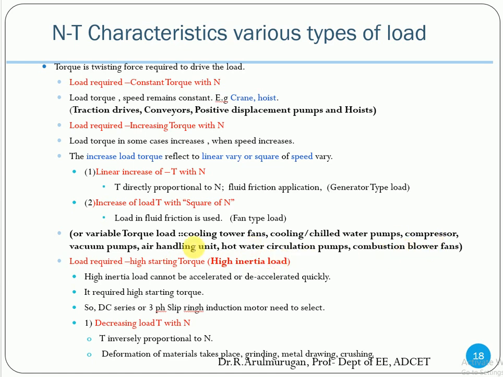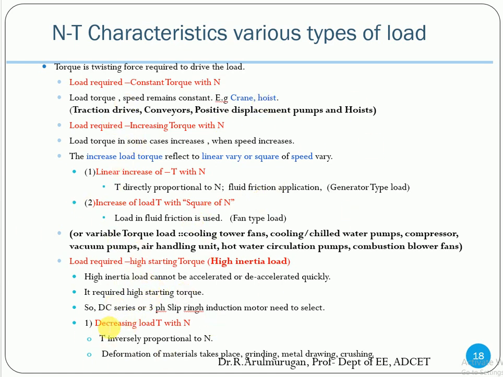So if you are using this type of load, it means your load torque is directly proportional to the square of the speed n. So you will go to your load characteristics and look at that, for example, the torque with respect to the speed. Based on that, you will select the drive system.